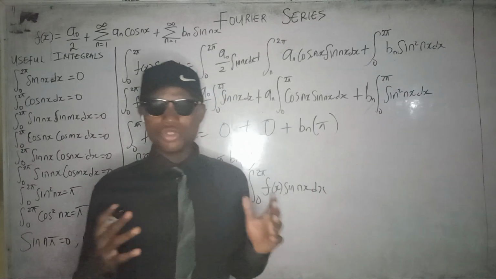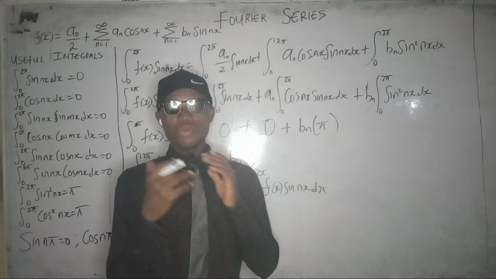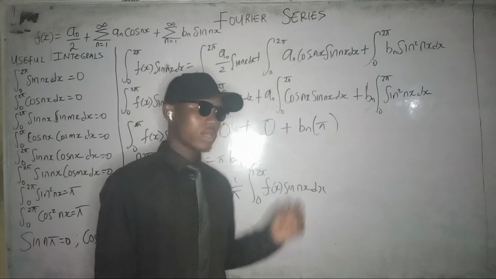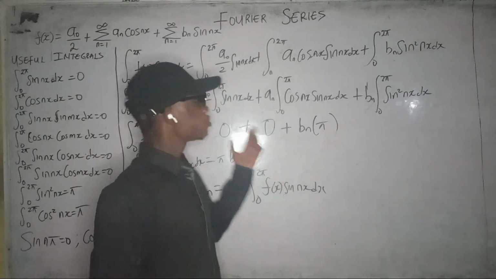So now we have successfully solved the coefficient of a naught, the coefficient of an, and the coefficient of bn. So now the next on our series is that we're going to be solving a few questions on Fourier series.